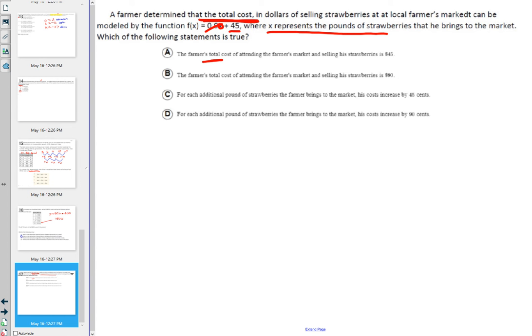Let's look at B. The farmer's total cost of attending the farmer's market and selling strawberries is $90. Well, no, nowhere does it suggest that. For each additional pound of strawberries that the farmer brings to the market, the cost increased by 45 cents. No, that doesn't make sense because that's not what you're multiplying the x by. You're multiplying by 0.9. So the answer here looks like B. For every new pound that they bring, the cost increased by 90. 0.9 times 1 is 90. That's going to be B.